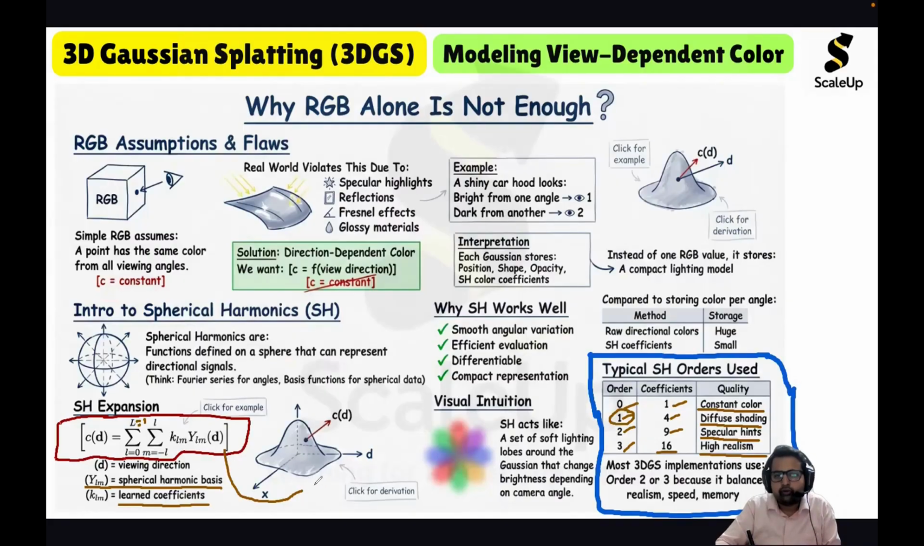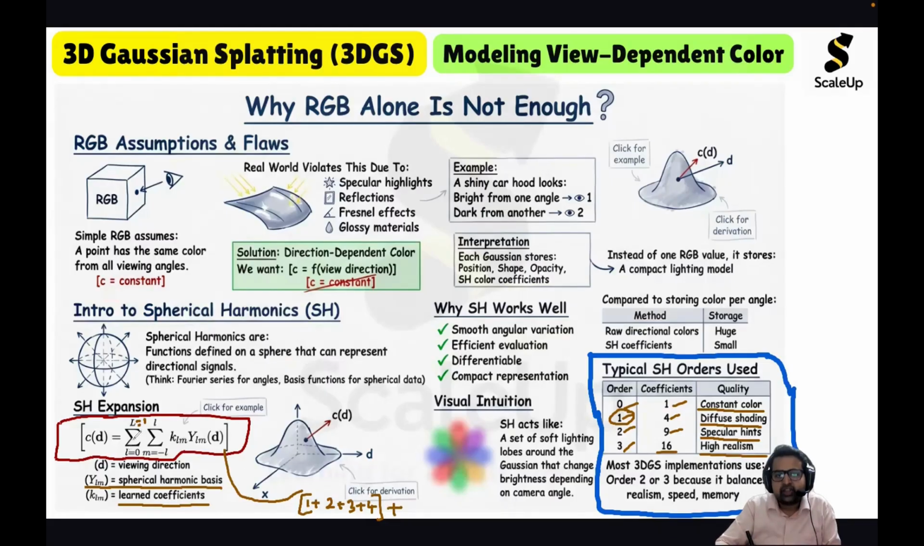Like for the first coefficient, the spherical harmonic basis that we will get from the spherical harmonics, I'll add that with the second coefficient multiplied by its spherical harmonic basis, then the third coefficient and the fourth coefficient. So this we did: first coefficient multiplied by spherical harmonic basis plus second coefficient, third coefficient, fourth coefficient.